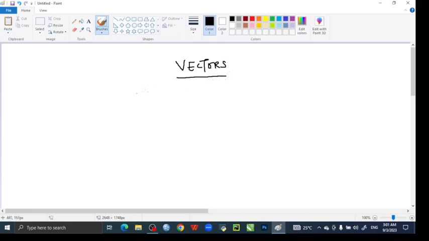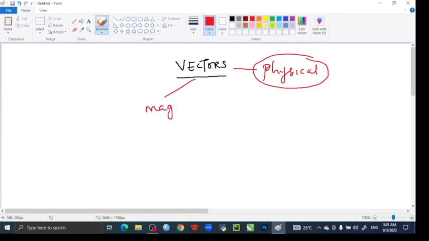A vector is a physical quantity. I have to know that, that's very important. A vector is a physical quantity that has both magnitude and direction. That's the first thing you need to know about vectors.